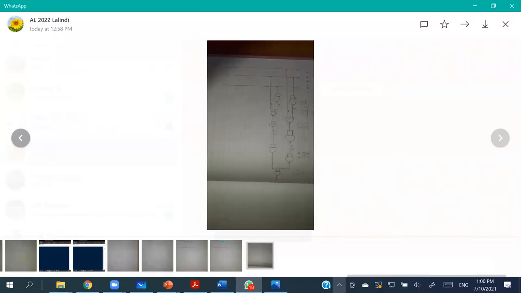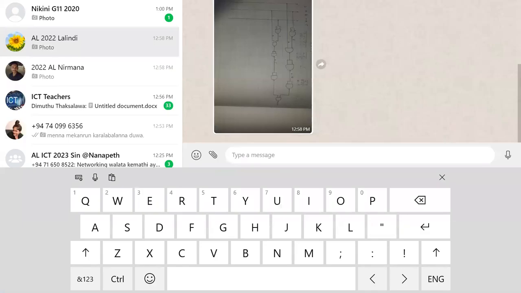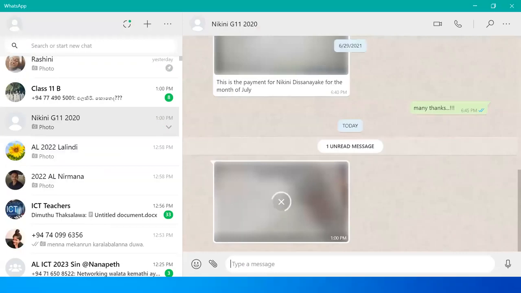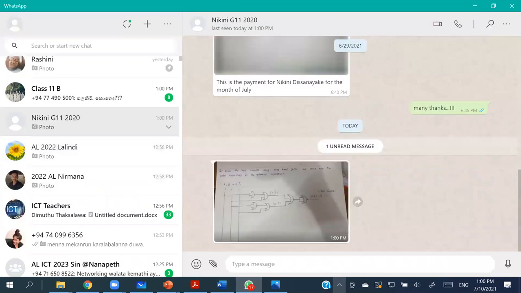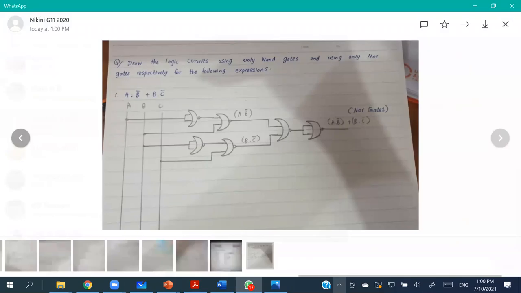Right. Who else? Nalindi has sent me an answer. Let me see. Yes, that's correct, Nalindi. Well done. Do a go for the simplified version as well. Right? You can cancel the NOT gates when they are next to each other, so try cancelling them. Keep it up. And Nikini, let me see.